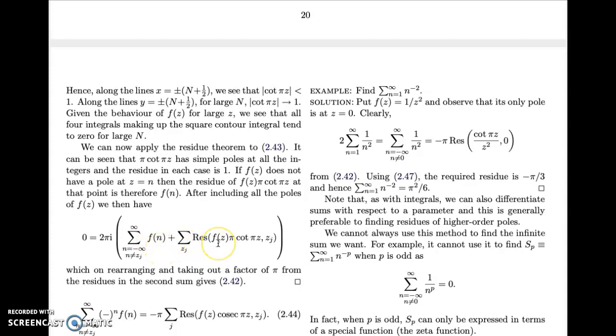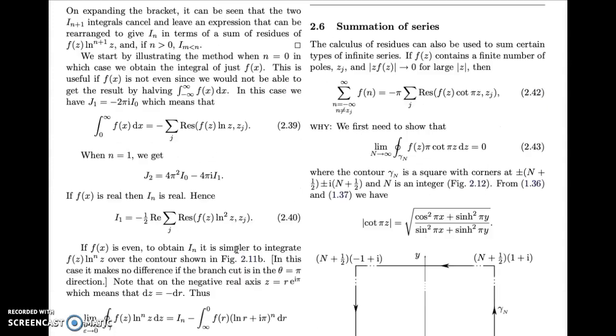And then we also get where the pole of f of z does coincide with an integer, and that's what we're summing here. So if we then rearrange this and take out this factor of pi here, we end up with this equation here.